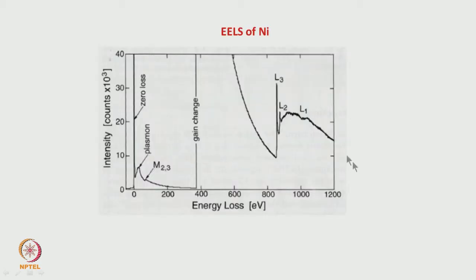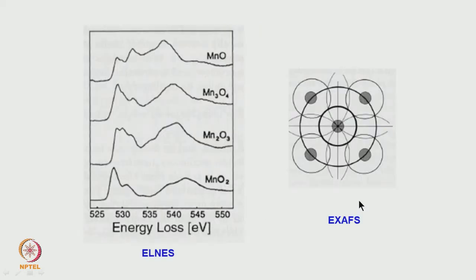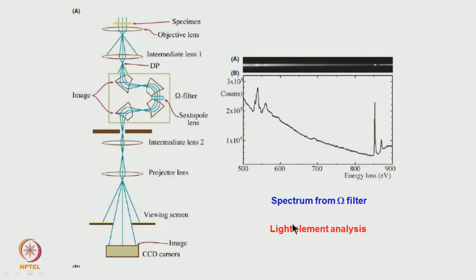This is for the case of nickel; we are showing how this spectrum looks. The zero loss has the maximum intensity, and then next comes the Plasmon loss, then this is the nickel M23 edge, then the L edge comes, for which we can see that the gain has to be increased quite considerably to see these peaks. That means that the probability of occurrence of these peaks is rather very small.